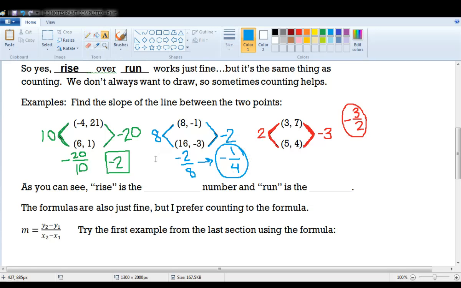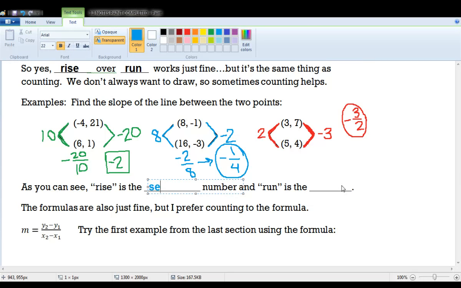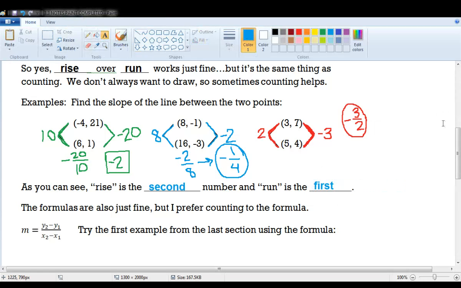Okay, so as you can see, rise is the second number, run is the first. So as you think about rise over run and how it relates, it's the second number divided by the first number.